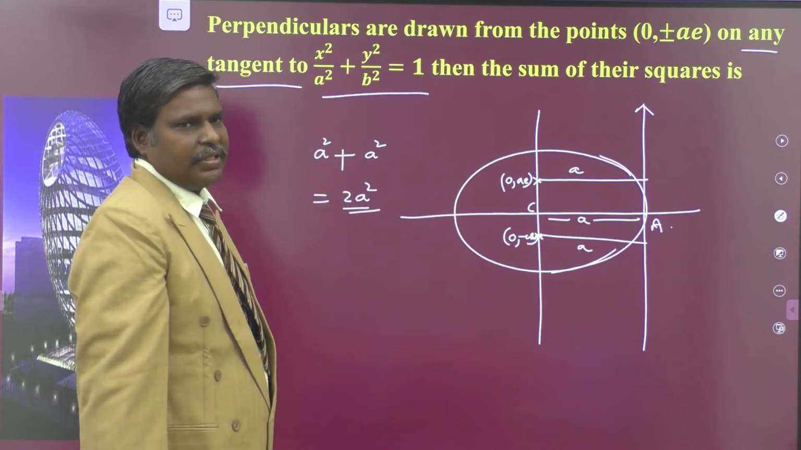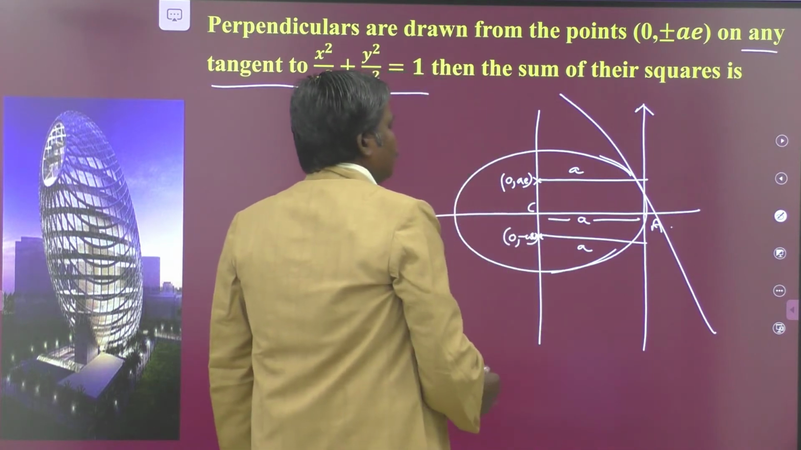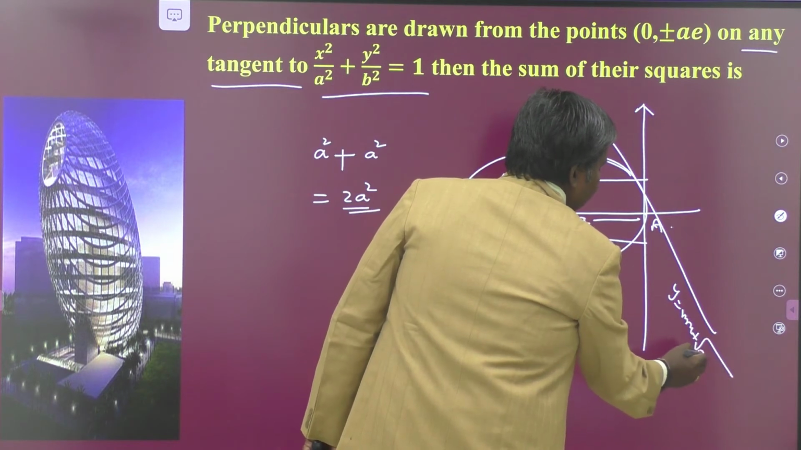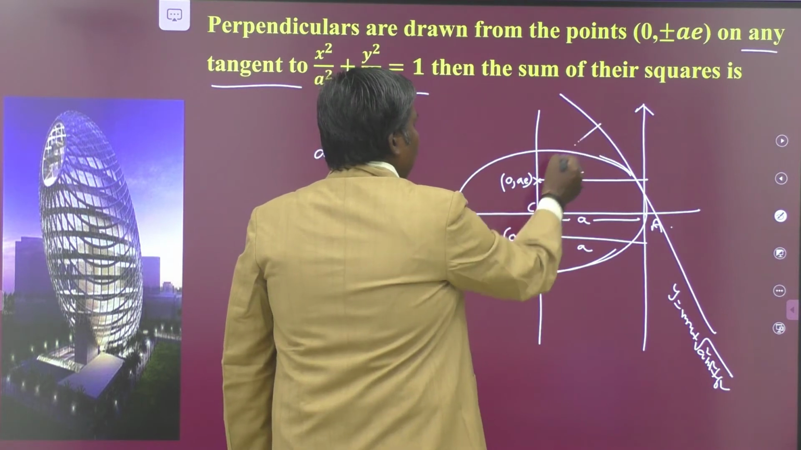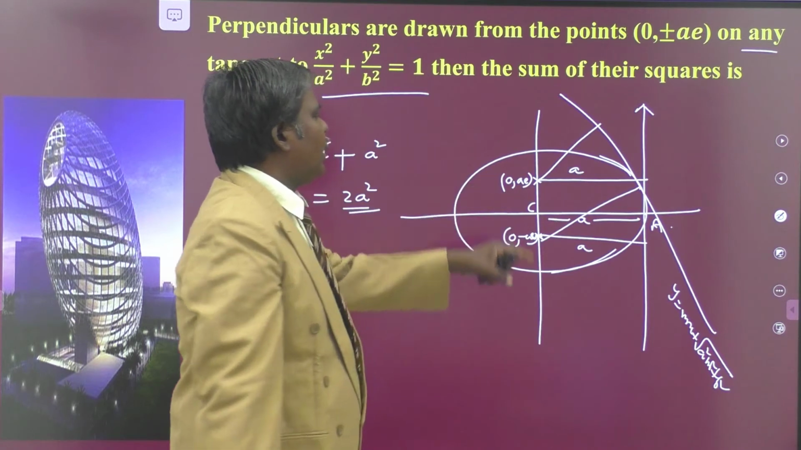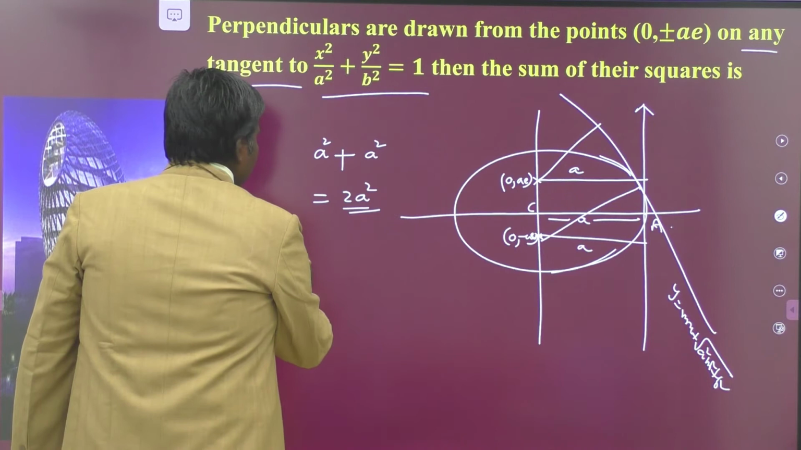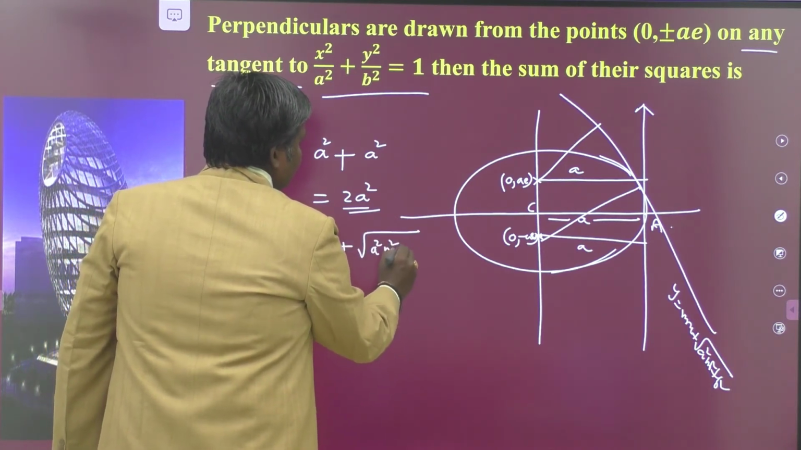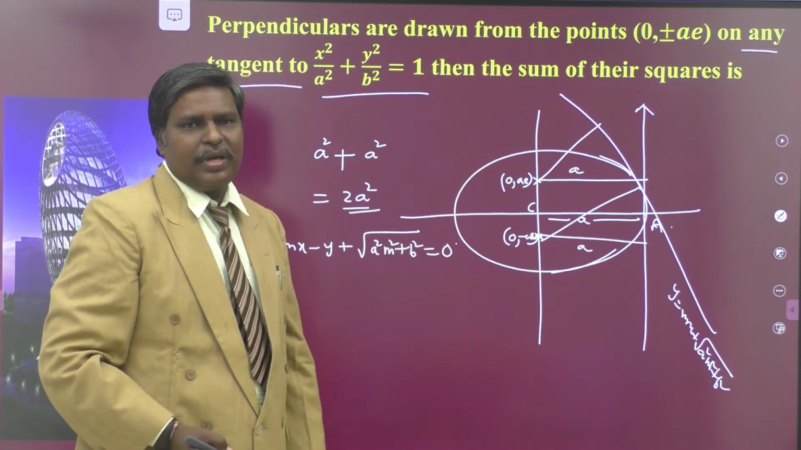So, a simple shortcut method. If you don't like this method, draw the tangent equation, that is y equals mx plus root of a square m square plus b square. It is any tangent to your ellipse. Now draw the perpendiculars from these 2 points to the line, and squaring and adding, we get the same result, that is 2a square. So what is your equation? mx minus y plus root of a square m square plus b square is equal to 0. It is any general tangent to your ellipse.